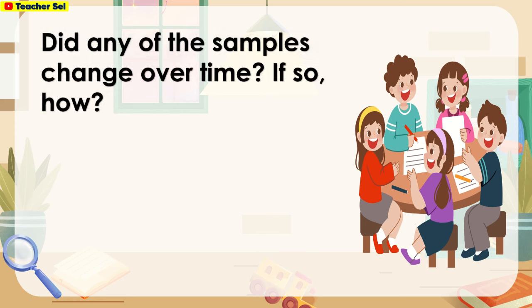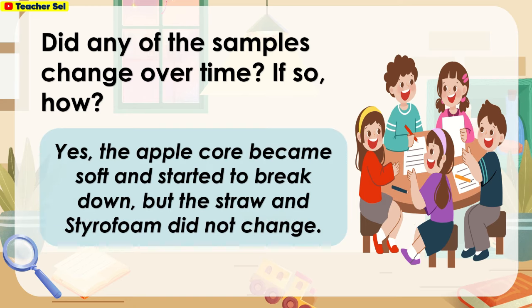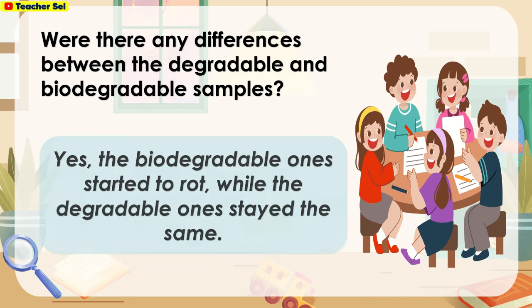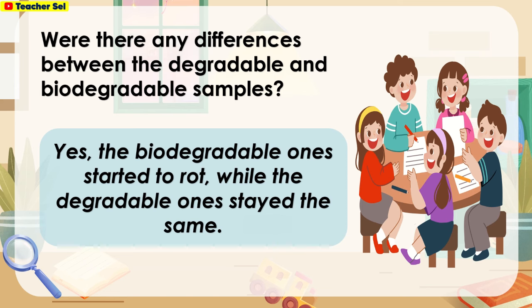Did any of the samples change over time? If so, how? Yes, the apple core became soft and started to break down, but the straw and styrofoam did not change. Were there any differences between the degradable and biodegradable samples? Yes, the biodegradable ones started to rot, while the degradable ones stayed the same.